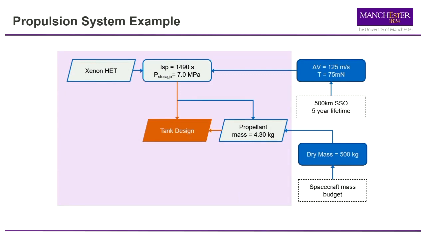Now we can look at maybe the tanks that are required to store that volume of propellant. And in this case, remember that we're using a xenon Hall effect thruster. Okay, so we have xenon propellant under pressure in a tank. Do I have any volunteers for maybe how we go about calculating the tank mass or volume required to store that propellant?